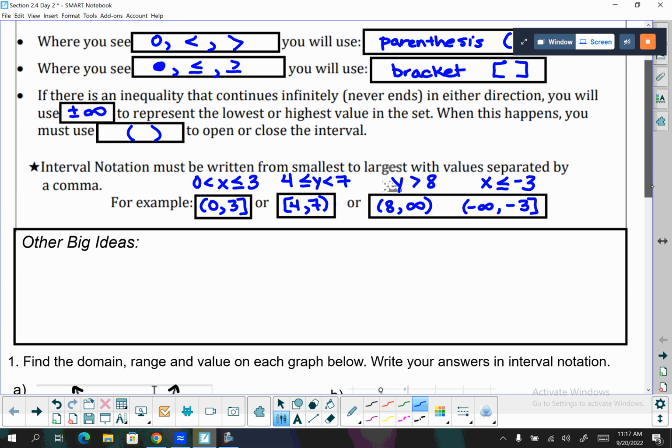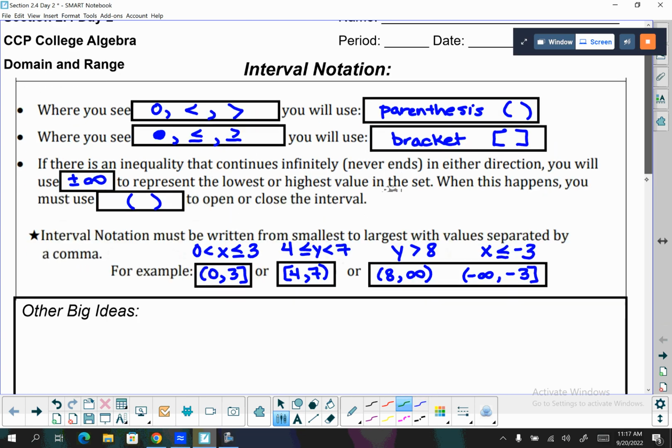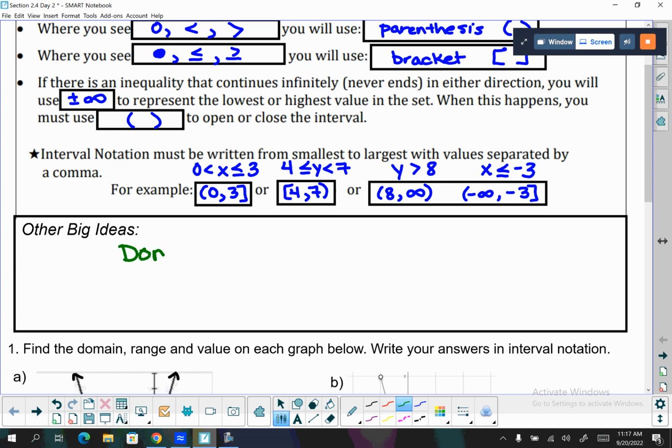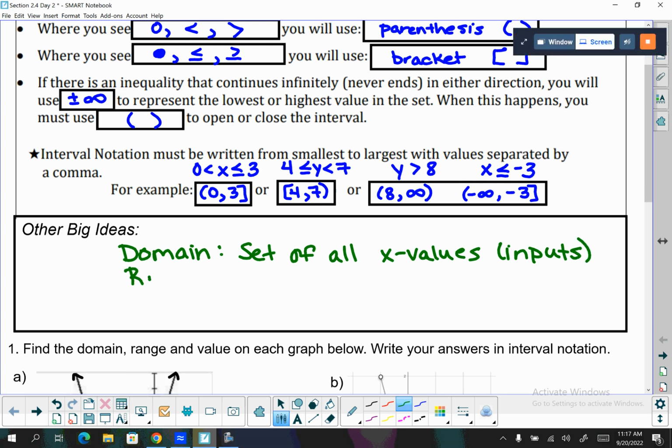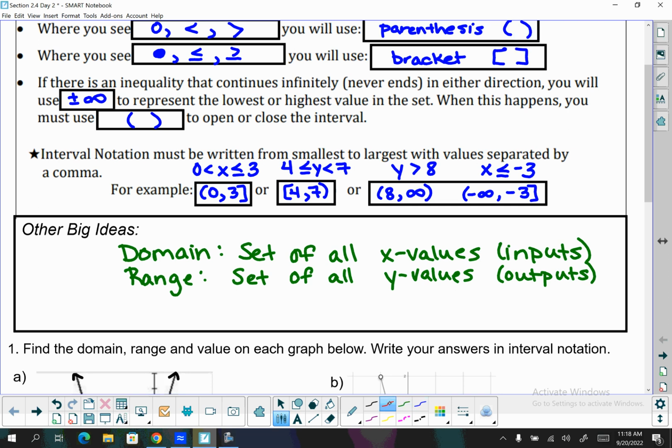All right, other big ideas that we're going to talk about today, or review really, mostly. Domain is the set of all your x values. And remember, x values, it's not always an x. If we have different variables, it's just our inputs, okay? And then range is the set of all y values, or our outputs.